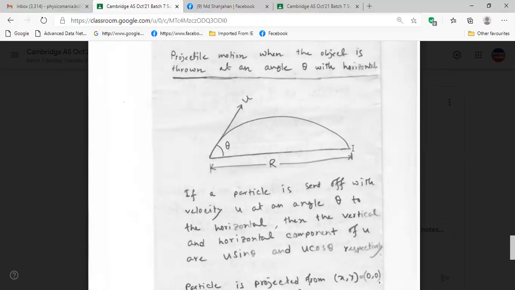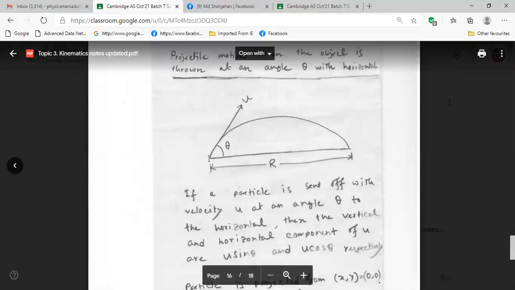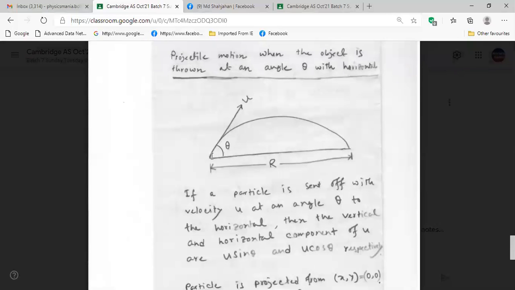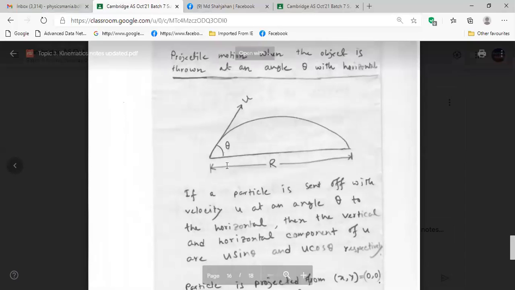So we are having the vertical displacement is 0, right? Yes, sir. Because vertically it's the same place now, but horizontally it changed some distance, right? Or it has some distance traveled. So that one we are saying R.